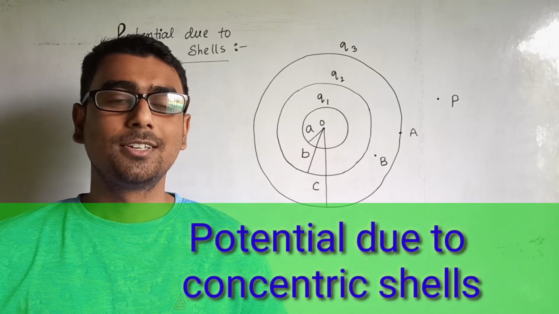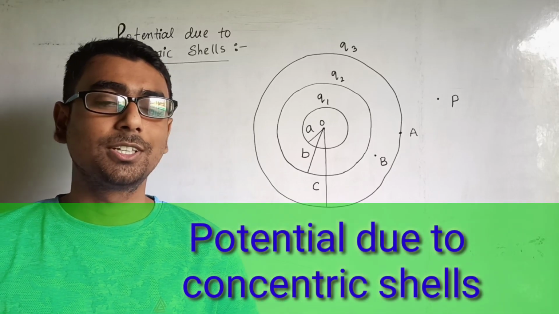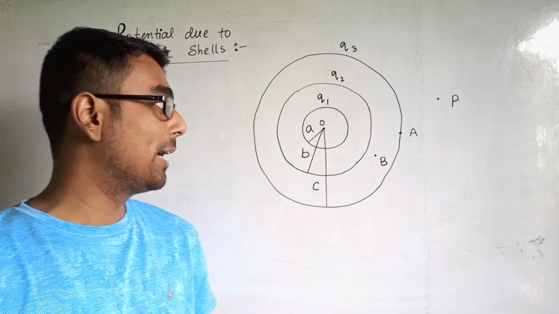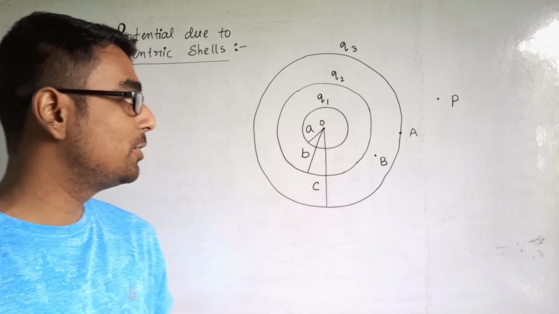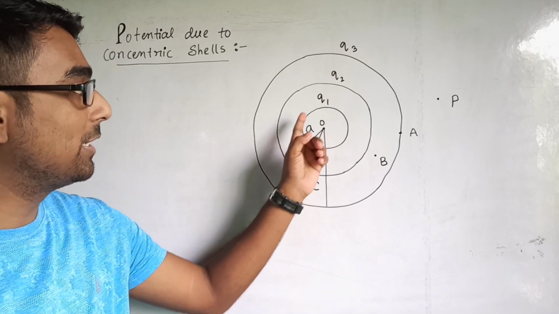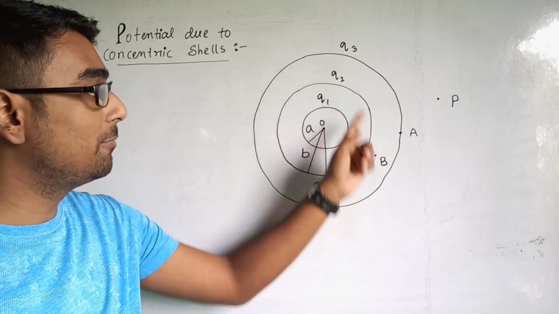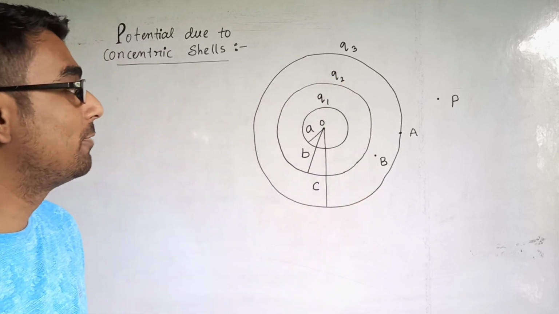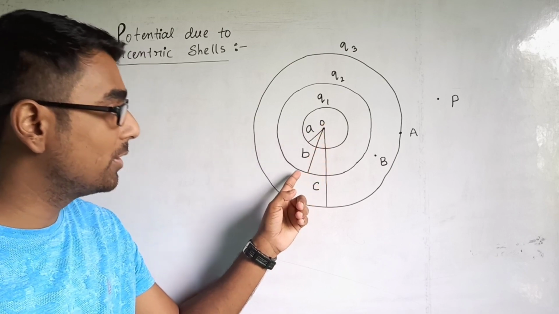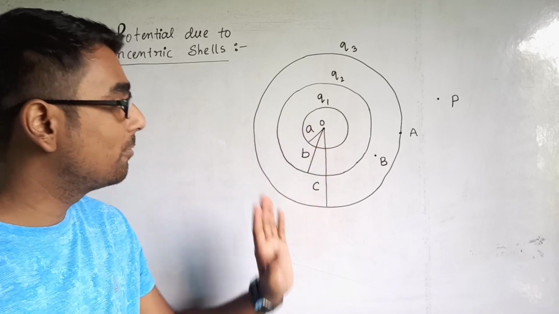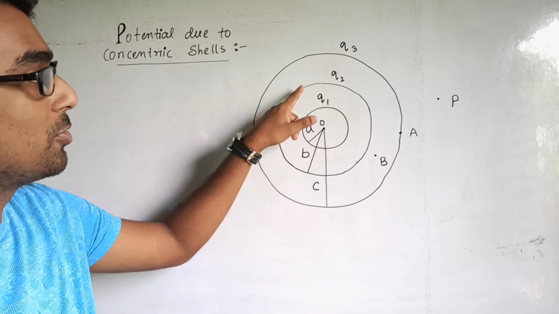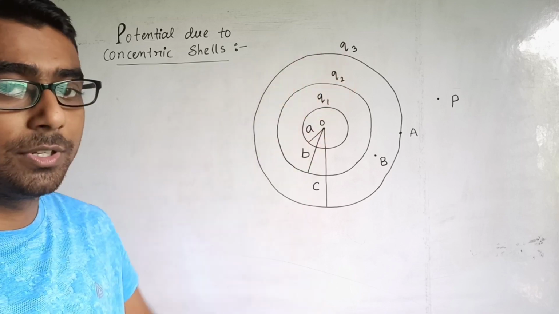Welcome dear students. Today we will find the potential due to concentric circles or concentric shells at different points. As you can see, there is one problem. There have been given three different concentric shells of different radii. This one is A, second one is of radii B, third one is of radii C, and the shells have been given different charges of Q1, Q2 and Q3.